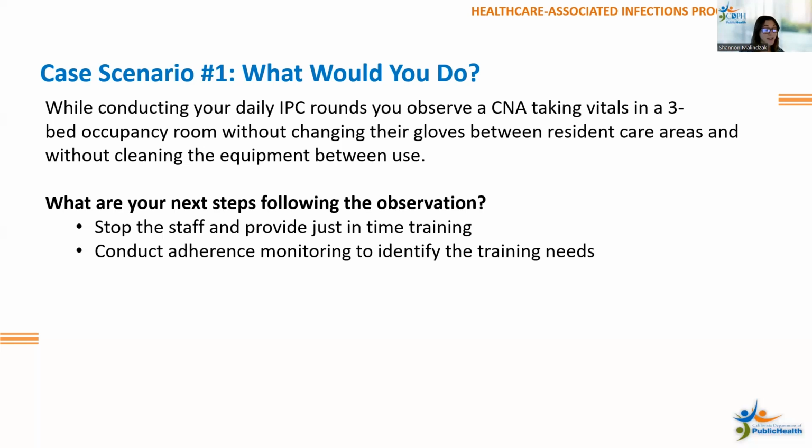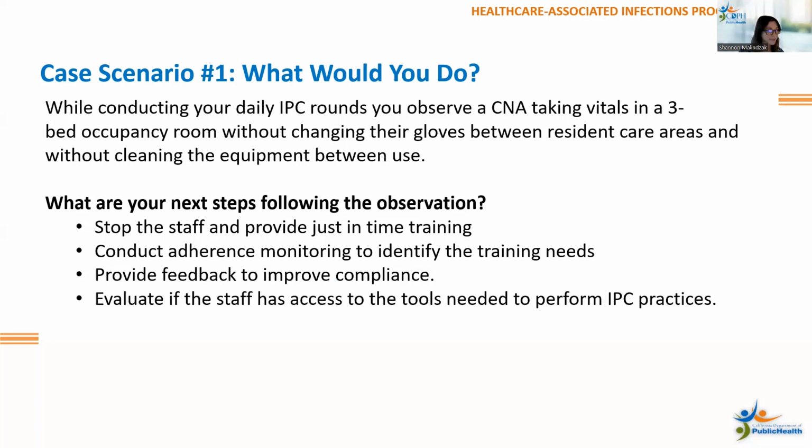You can also conduct adherence monitoring to identify training needs. Through adherence monitoring, you can identify gaps or areas of improvement that staff may have in IPC implementation. This can be done on the individual or broader level and at a frequency that best meets your facility's needs. You can also provide feedback to improve compliance by making your staff aware that there are areas for improvement. Feedback also allows you to get a better understanding of why a gap may exist, and in turn, more effectively find solutions. You can also evaluate if the staff has access to the tools needed to perform IPC practices, to better understand why proper IPC implementation may not be occurring.